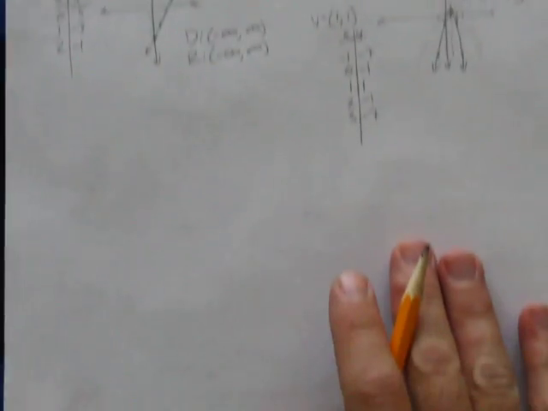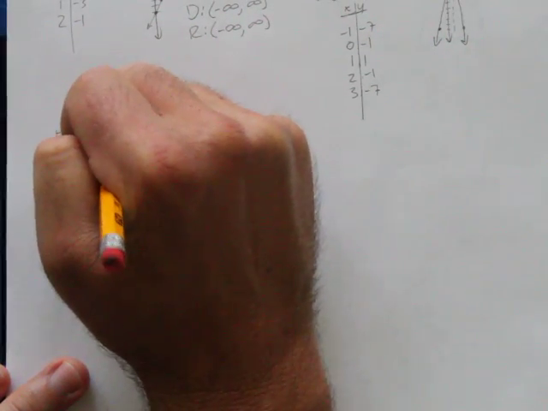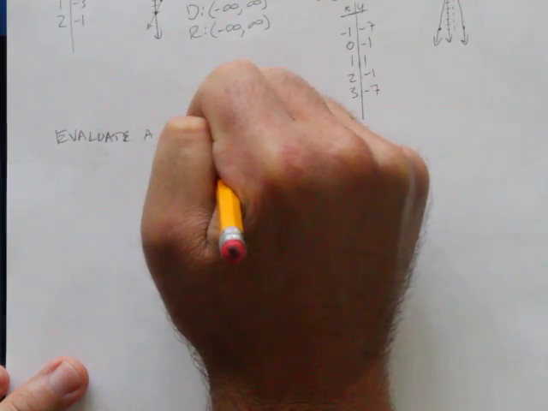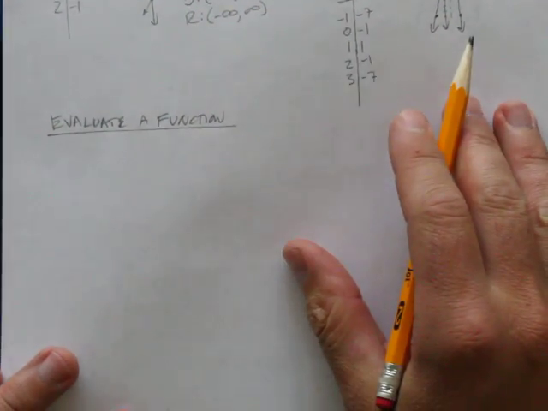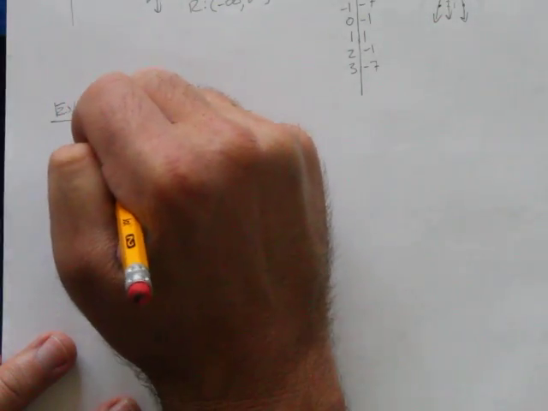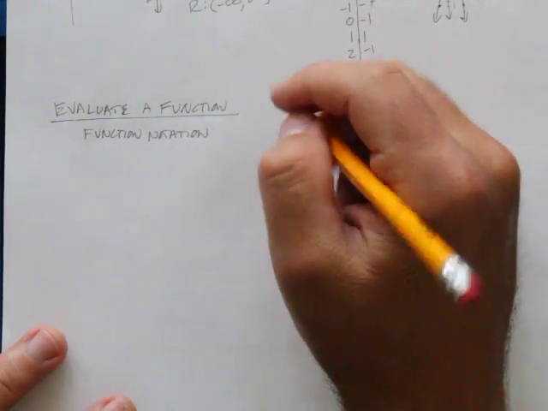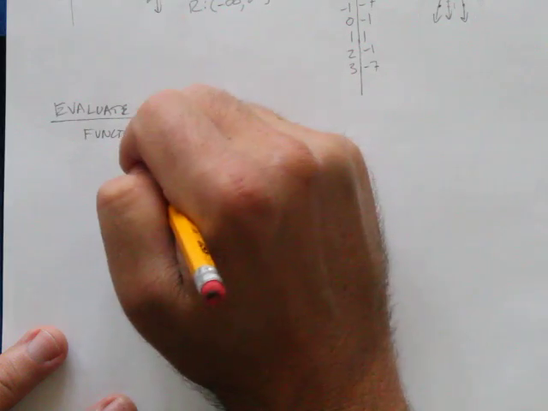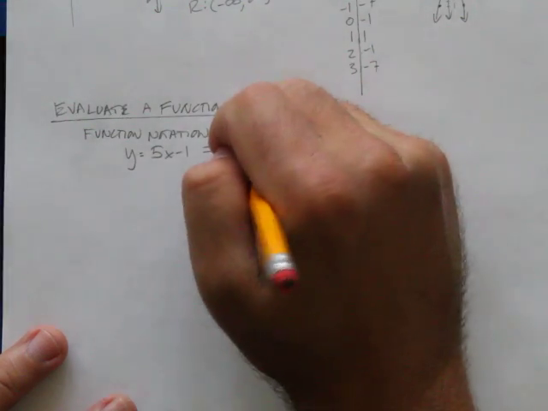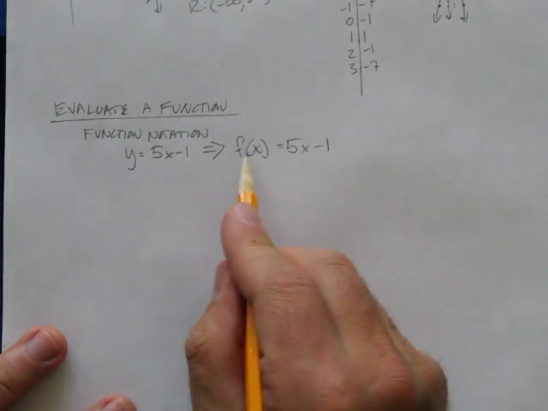And the last bit for this lesson is evaluating a function. So we're going to look at what function notation is. Function notation says if I have y equals 5x minus 1, for instance, we are now going to call this, in function notation, f of x equals 5x minus 1. We're replacing the y value with f of x.